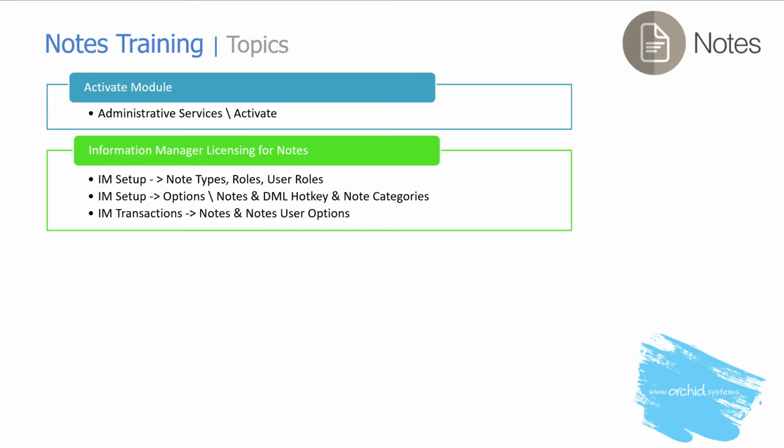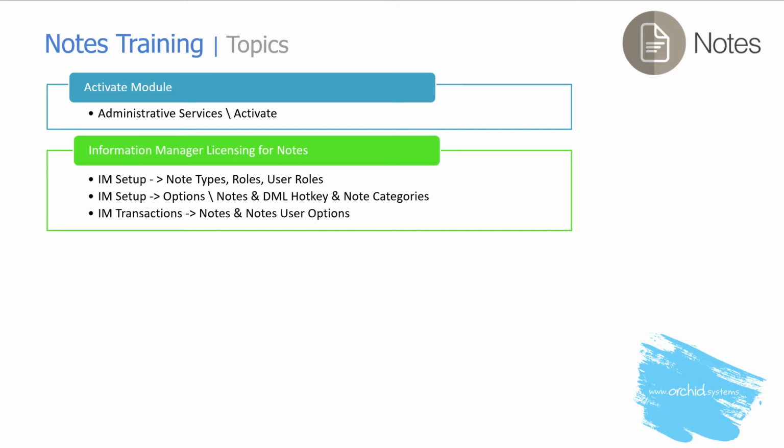So with the Notes license, you are able to run note types, roles, user roles. In the options, you can access the Notes and Document Link Hotkey tab and the Notes Categories tab. And in the Information Manager transactions, you can run Notes and Notes user options.